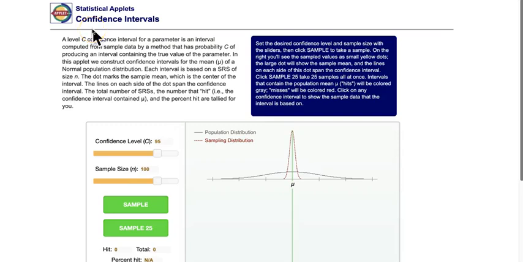A lot of what we do in stats is estimation. One of the methods that we use for estimation is the confidence interval. The idea is that we might not necessarily know what the population mean is, but we can estimate an interval around it. So we're able to say, well, we don't really know what the population mean is.